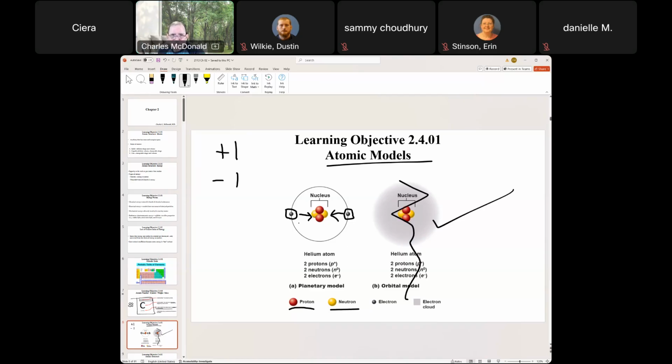For what we're doing, we're mostly concerned about the electrons, because that's going to cause things to react and rearrange themselves. But we'll see that coming up.